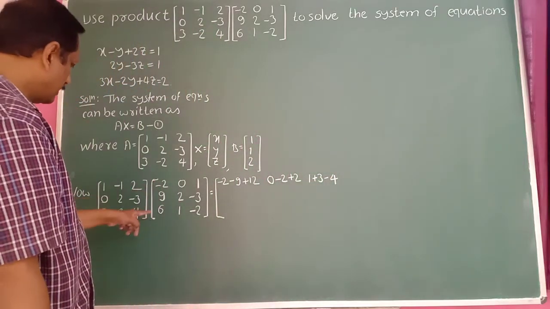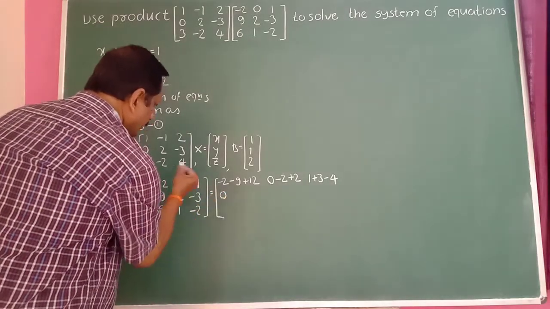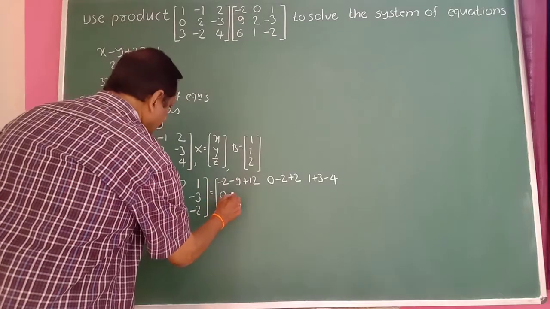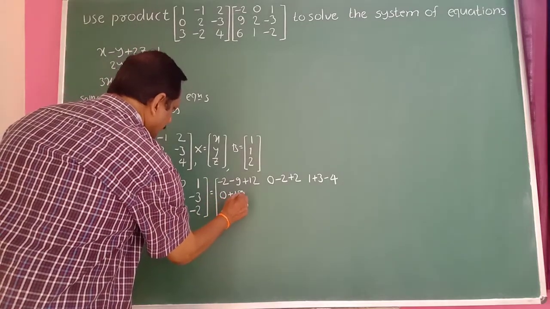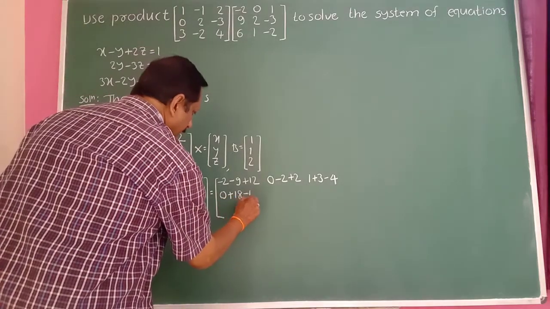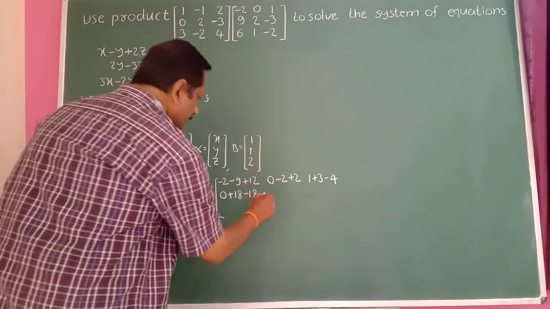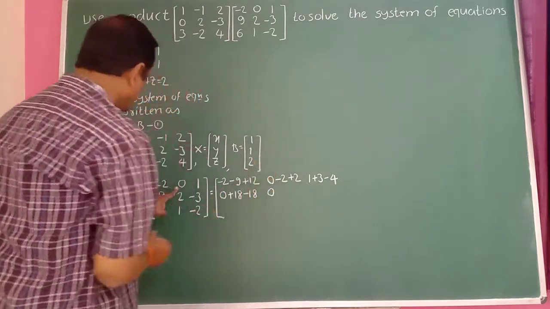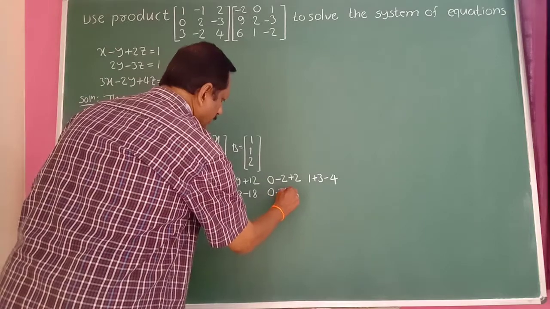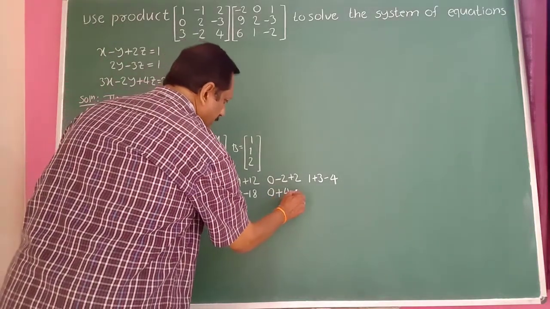Multiply this row with the column. 0 into minus 2 becomes a 0. 2 into 9, 18 here. So plus 18. 6 threes are 18 here. So minus of 18. Then 0 into this 0 becomes a 0. 2 twos are 4. So plus 4. Minus 3 into 1, minus of 3.